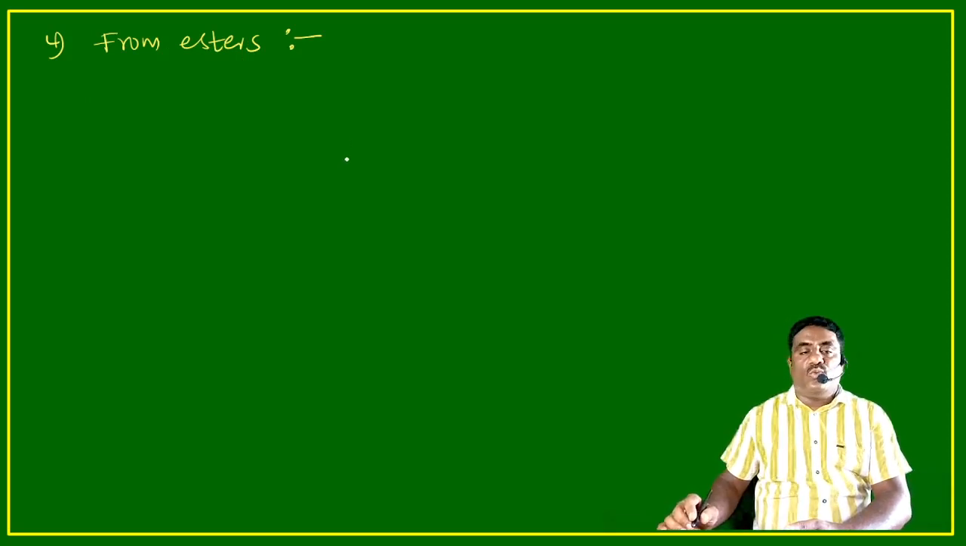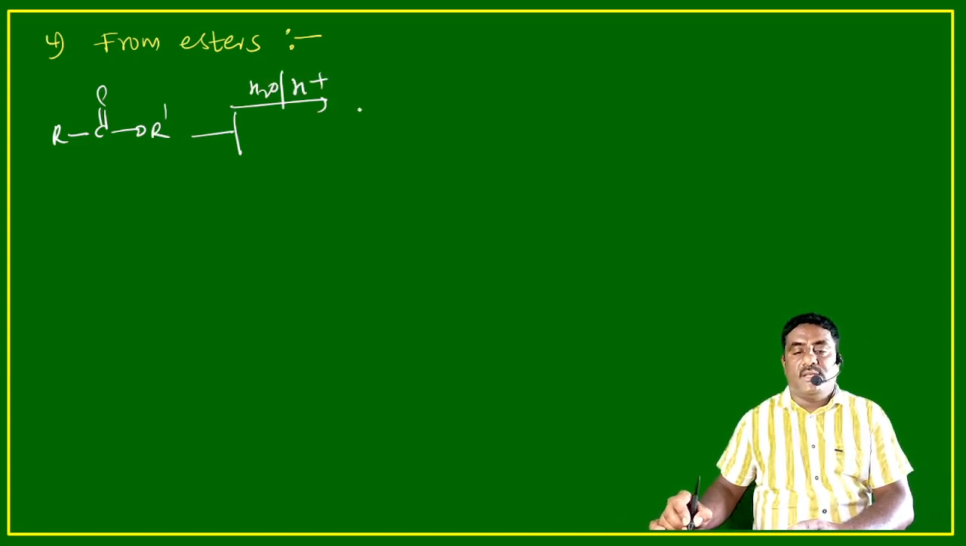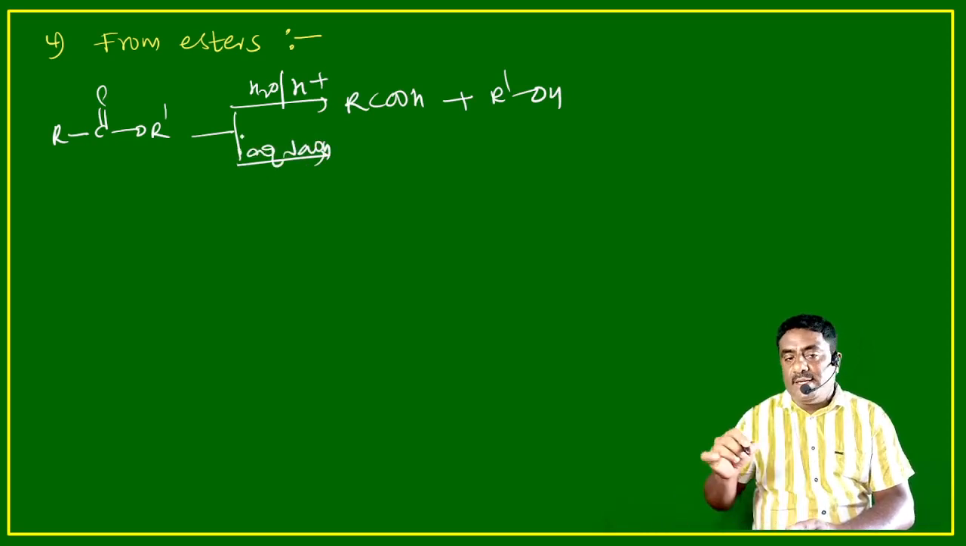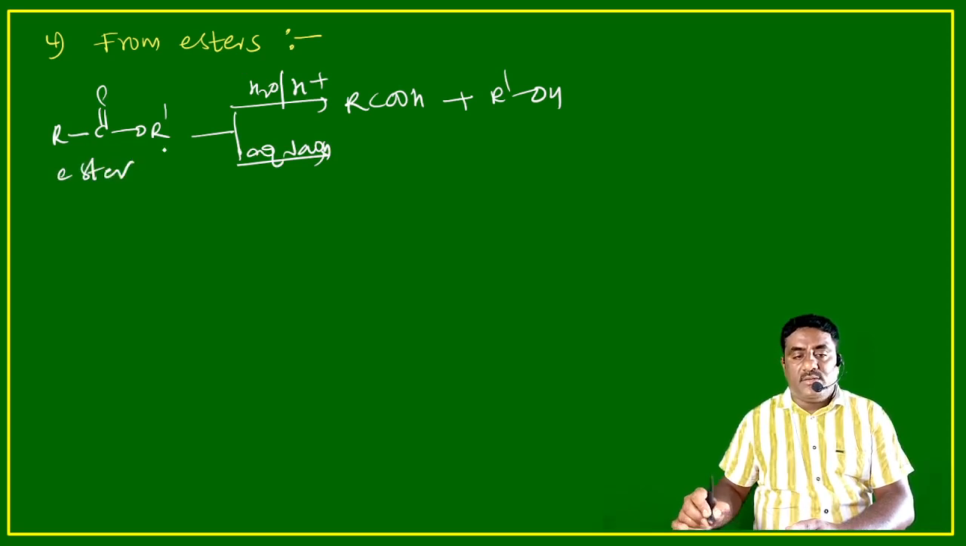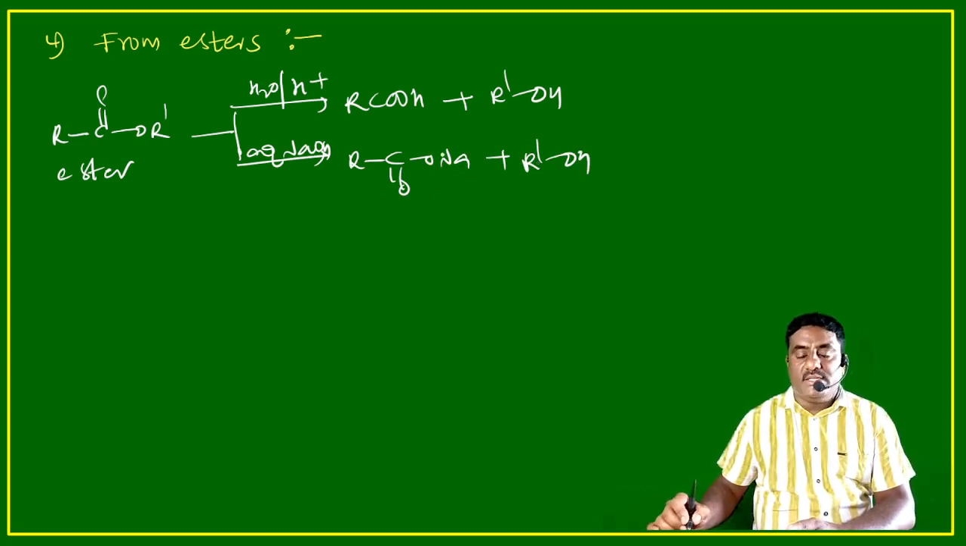Have a look for the next one, from esters. Ester means RCOOR, C double bond O, on hydrolysis with H2O in presence of H plus, it gives carboxylic acid or COOH and ROH. Again, ester with aqueous sodium hydroxide. Sodium hydroxide is a base, and it forms a salt, COONa, the salt of carboxylic acid, and alcohol or OH. The salt of carboxylic acid on acidification forms a carboxylic acid.